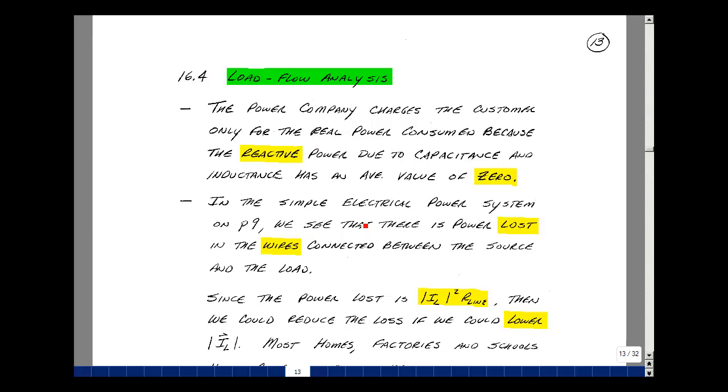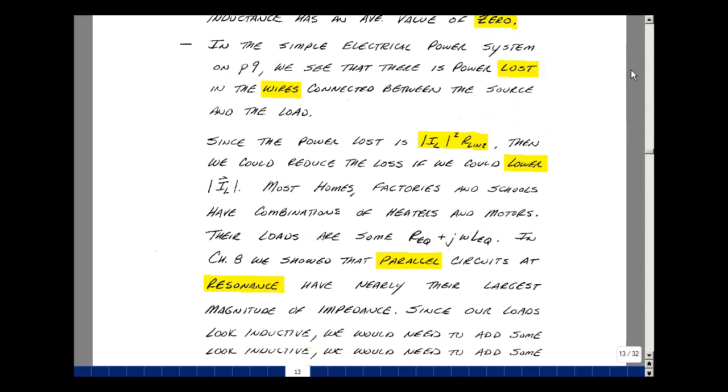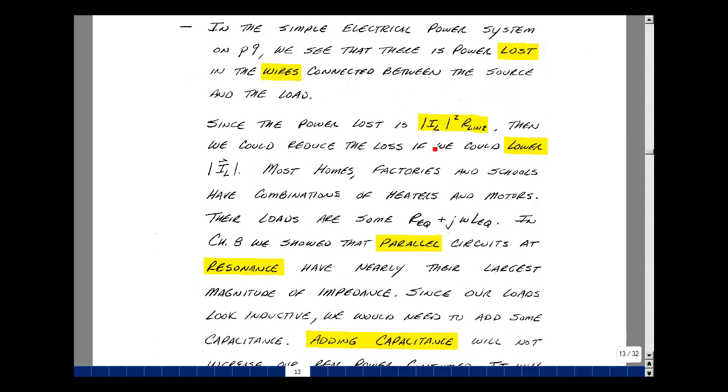In our simple electrical power system we did on page 9, we saw that there was power lost in the wires connected between the source and the load. Since the power lost is the magnitude of the current in the wires squared times the resistance of the wires, then we could reduce the losses if we could lower the magnitude of the current. Now, most homes and factories have combinations of heaters and motors. This results in loads that have a real part and an imaginary part that looks inductive.